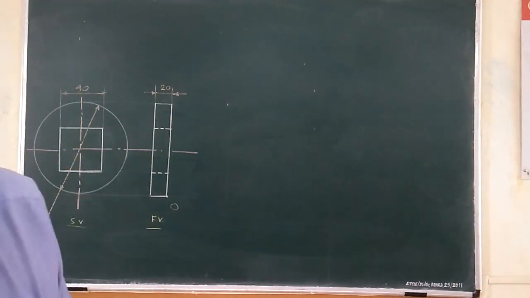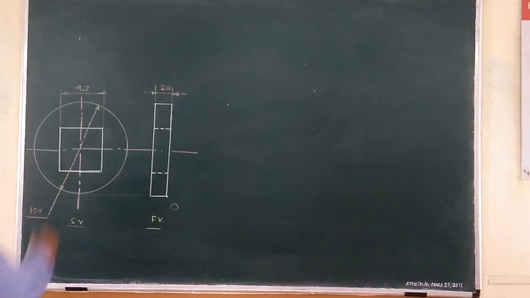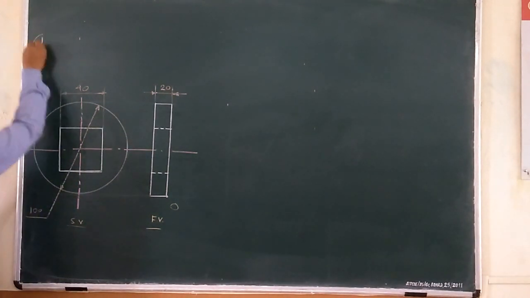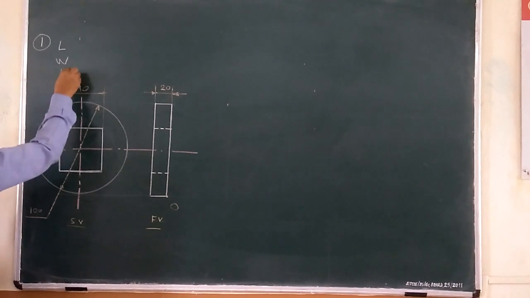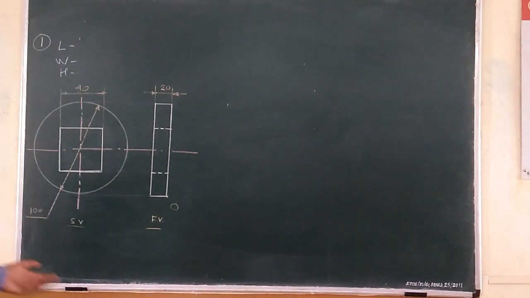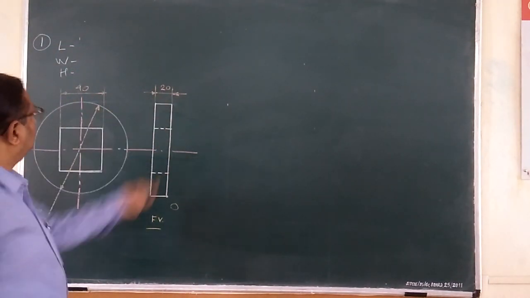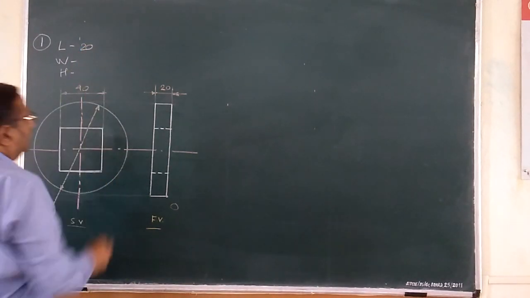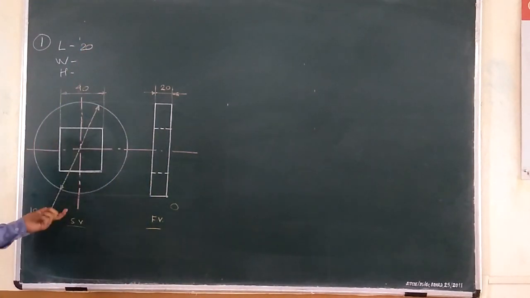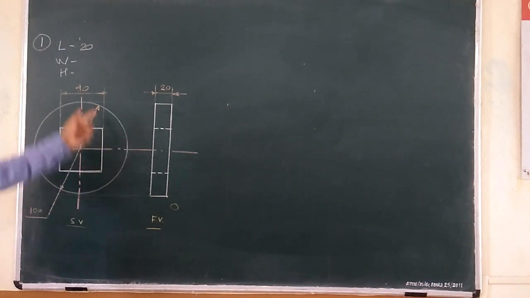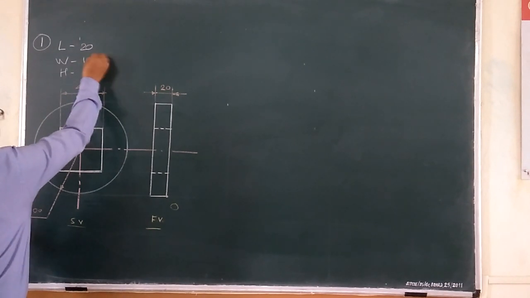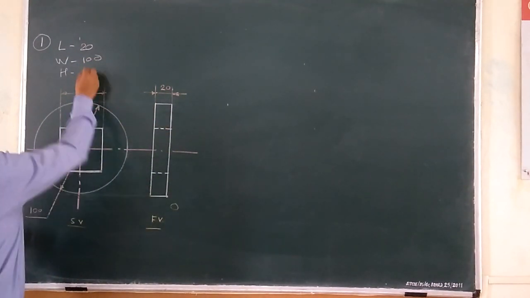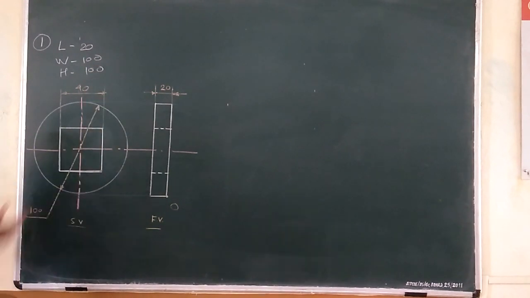So what is the first step? It is common for ortho as well as iso. The first step is to find out the overall maximum length, width and height of the object. As this is the front view, length is how much? 20 mm. Width we can get in the side view. Width is the diameter of the plate, that is 100. And height, naturally, as the diameter is 100 and it is circular, it is 100.